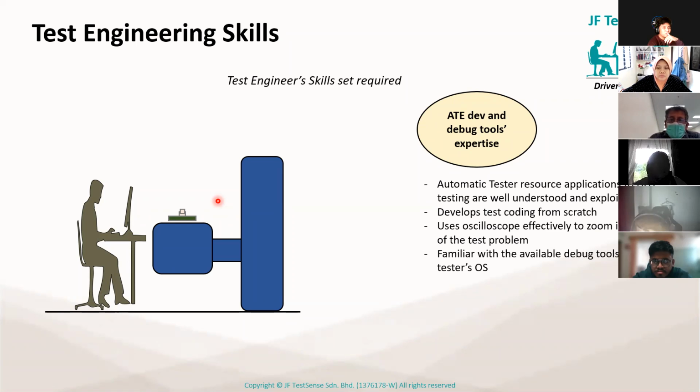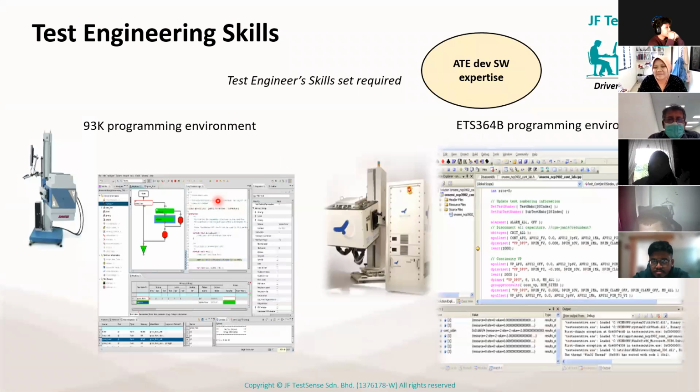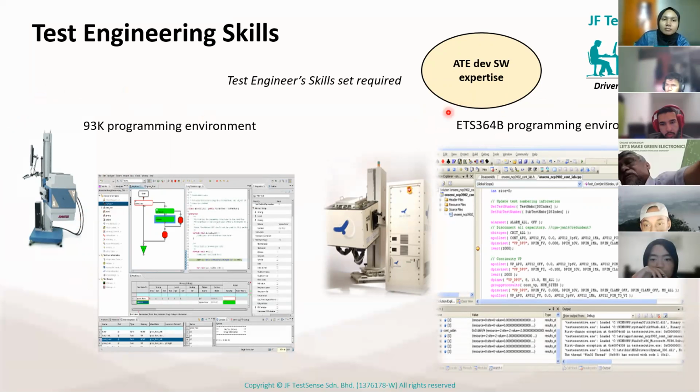And then you need to be familiar with the debug tools used in the tester. Debug tools are just like a multimeter or oscilloscope that reside in the software of the tester. You can bring these up and use those tools to find out what's going on in certain tests. So this is an example of some of the test programs on the 93K and the 364. In JFTest, we have this tester. This is the programming environment. This is the 364 tester. This is the programming environment.